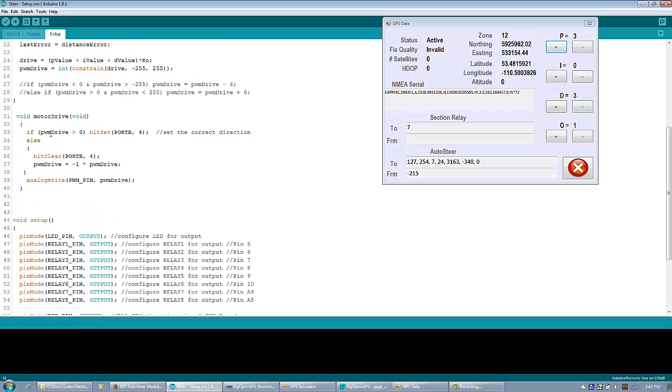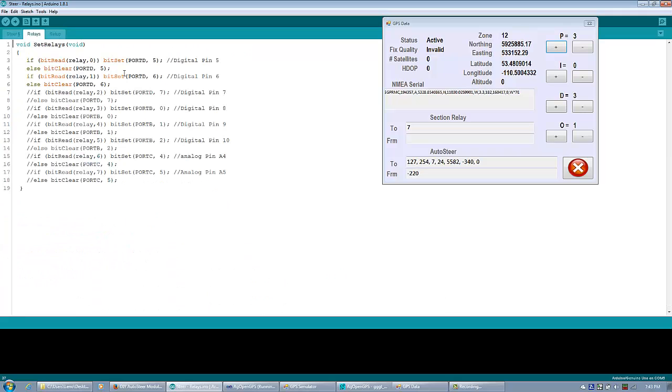Motor drive figures out which direction you want to drive. It sets the direction bit and the pulse width modulator. Since the pulse width modulation drive is from 0 to 255, the direction bit sets a direction, and since it's negative, you just multiply by minus 1 so they're both positive. Then you analog write out to the pulse width modulation pin, and voila!